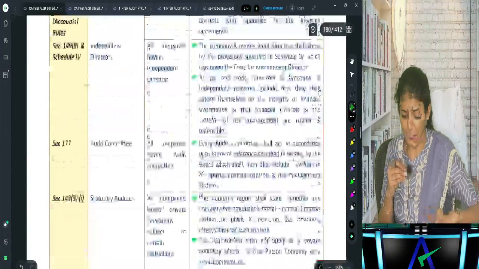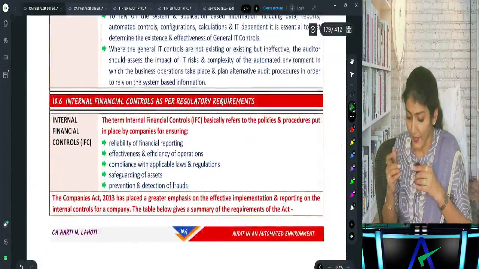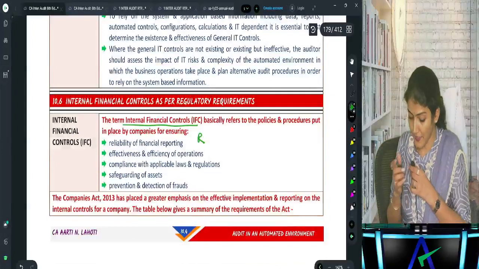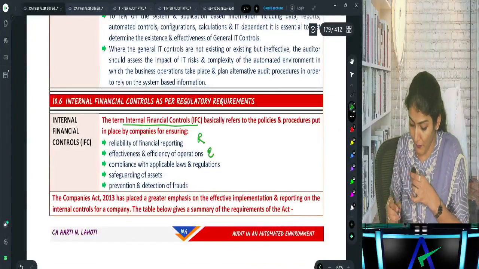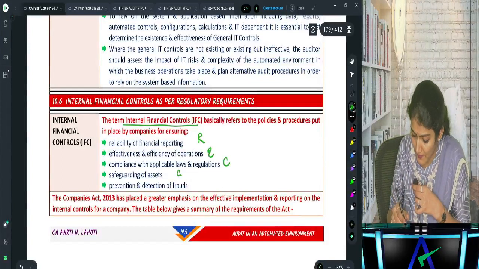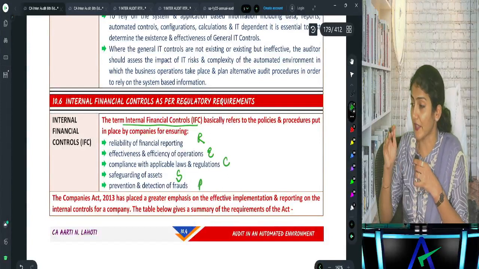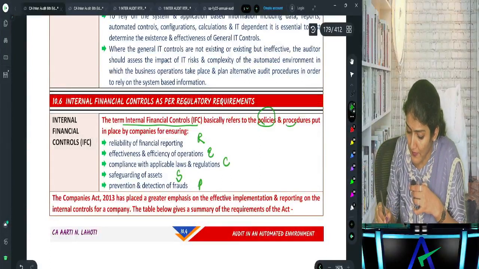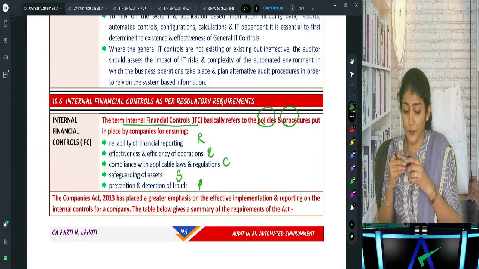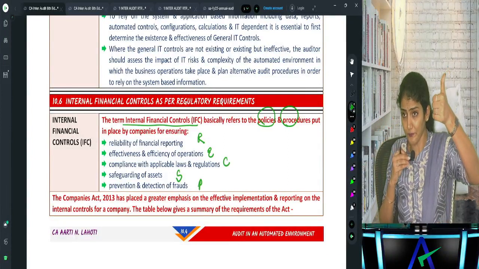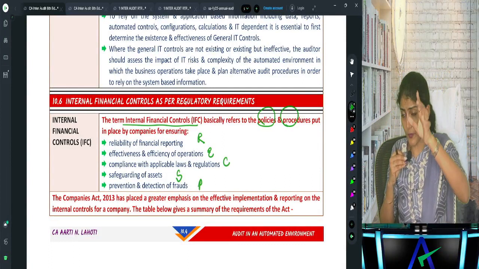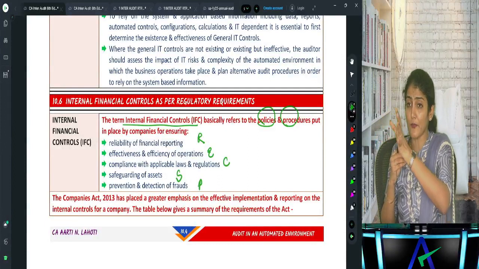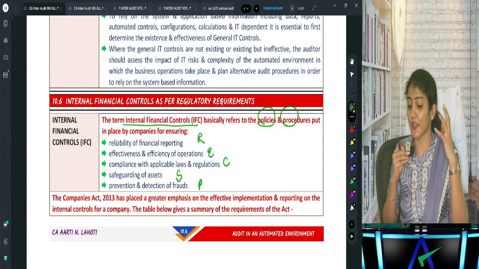Okay, right? Then they also talk about the IFC. What is IFC? Internal financial control. Why? In order to ensure the reliability of financial reporting, efficiency and effectiveness of operations, compliance with the laws and regulations, safeguarding of the assets, and the prevention and detection of fraud and error. So what is control? Control system means policies and procedures. And why are these policies and procedures there? One, in order to ensure the reliability of financial reporting, efficiency and effectiveness of the operation, safeguarding of the assets, compliance with the laws and regulations, and the prevention and detection of the fraud.